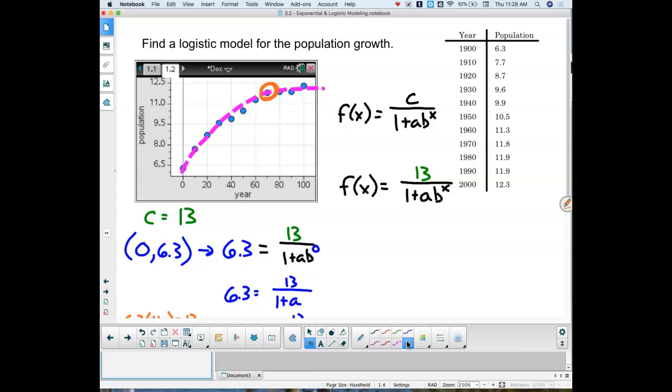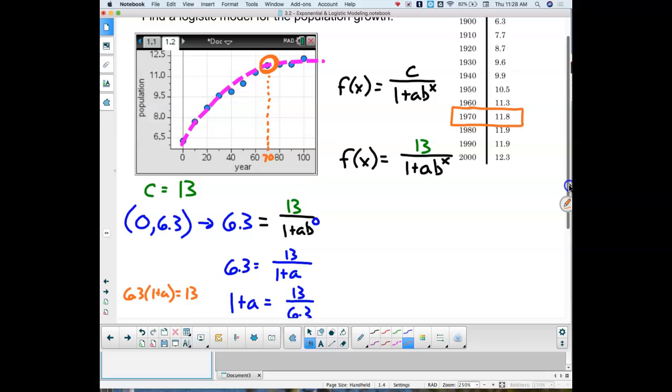Because that's kind of where it's in line, and the next two are flat, and then it goes up again a little bit more. So I'm thinking that that's the one. Okay? Well, that's the point at 70. So that's this one right there. So that's the one that I'm going to use now to find my B value.